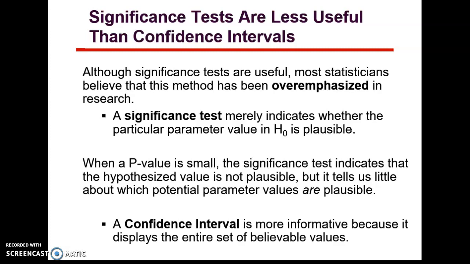It says whether the particular parameter value in H sub naught, the null hypothesis, is plausible. So if we go back to the example of Bill and his siblings washing dishes, we ask, is that null hypothesis, that he was not washing dishes purely at random, plausible or not? But that's all it says, plausible. It doesn't really say anything more. So if we say it's not plausible, it doesn't really tell us which ones are plausible. It just says we're going to reject that one.